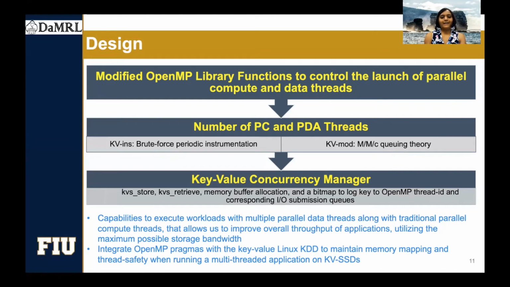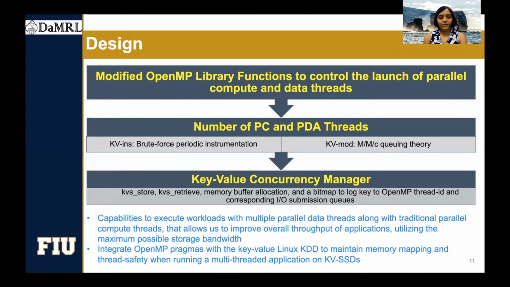Finally, in order to ensure that everything runs correctly and still in parallel, we modify some of the functions such as KVSStore and KVSRetrieve to perform correct memory buffer allocations. So we introduce the functionality of memory buffer allocations, and we manage an additional bitmap to log the key, the OpenMP thread ID, and the corresponding IO submission queue. So every time we perform any operation on different IO submission queues, this log helps us to keep track of all the operations and ensure the correct completion of each issued operation in an asynchronous manner.